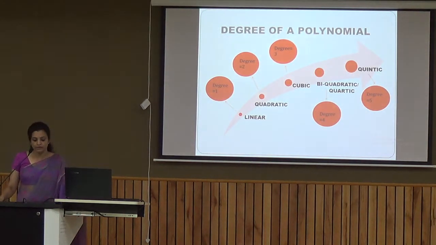Degree of a polynomial. When we have degree 1, it is called linear. Degree 2 would go by the name quadratic. Degree 3 cubic. Degree 4 biquadratic or quartic. Degree 5 goes by the name quintic.